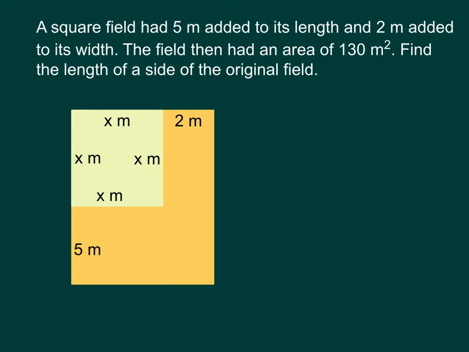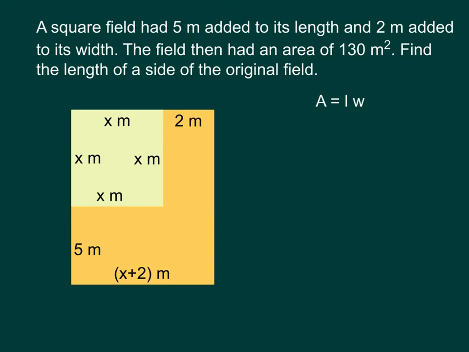Now the field has an area of 130 square meters. Well, I have to know what the area is, and area comes from the formula length times width for a rectangle. And so I need to know the total length and total width of this rectangle. Well, since I have x meters here and 2 meters have been added on, then I actually know what the entire width is. It's going to be the same at the top and the bottom. It's going to be x plus 2 meters.